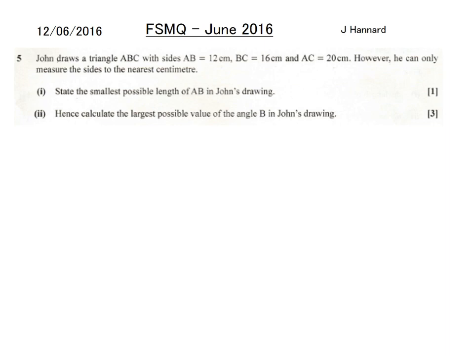Question 5 then. John draws a triangle ABC with sides AB equals 12, BC equals 16 and AC equals 20. However, he can only measure the sides to the nearest centimetre. State the smallest possible length of AB in John's drawing. So the smallest possible length is 11.5 because that is the smallest number that will round up to 12.